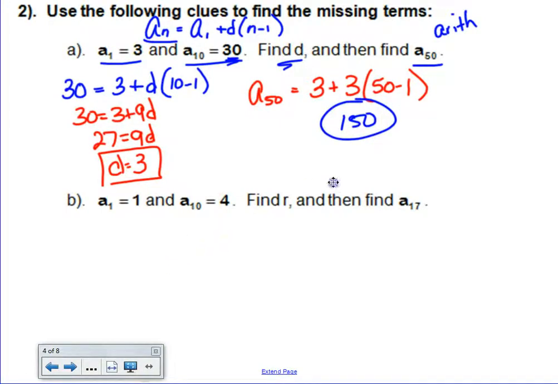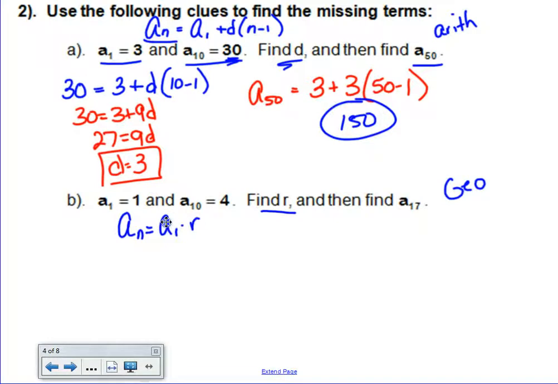Similarly on part B, I know that I have a geometric sequence because it talks about the common ratio r. So, using my problem, let's see here. Oh, I did this wrong originally. I'm just looking at my key and realizing I'm silly. So, I'm going to use this 10th term clue to figure out my common ratio first.